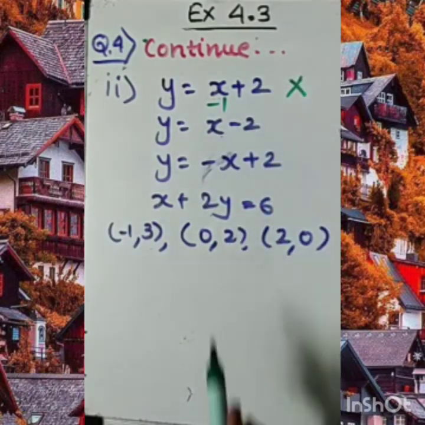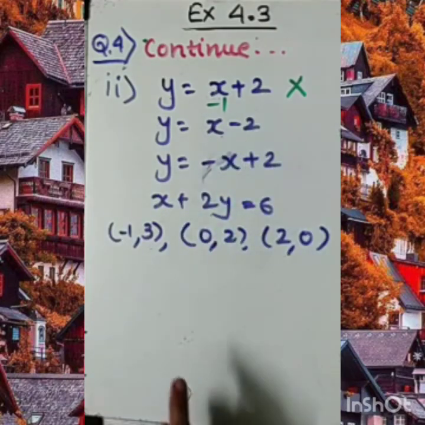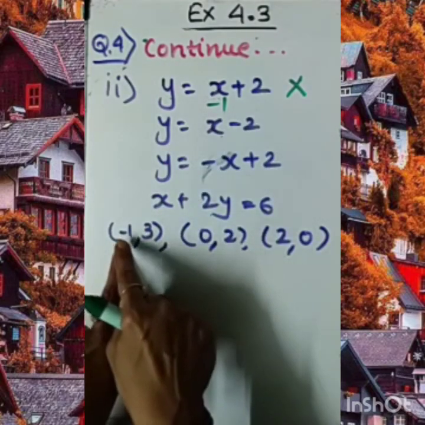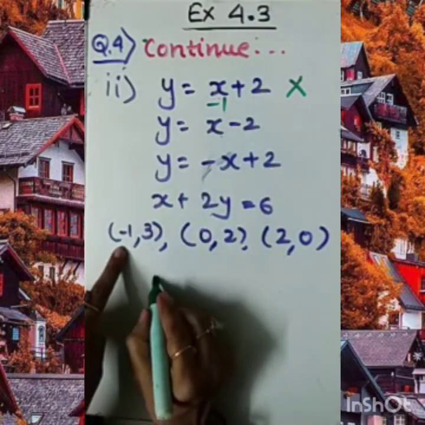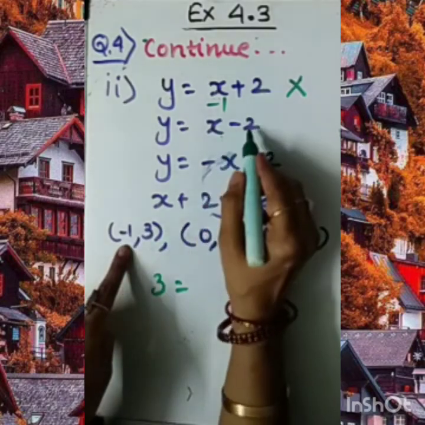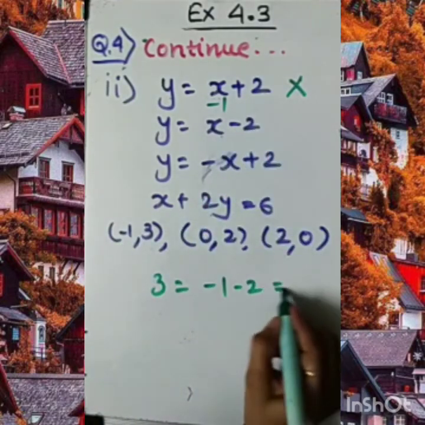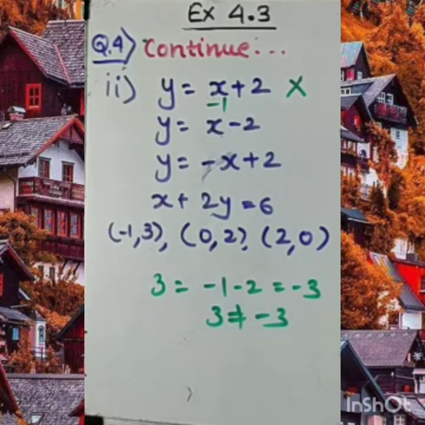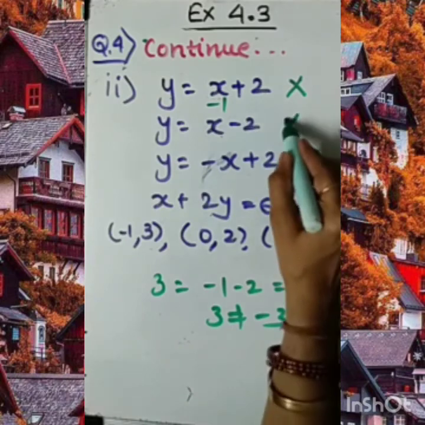We'll go with x minus 2 now. So let's try one of these. If I have y equal to 3, I am choosing. So here it will be 3. Got it? And this side, minus 1 minus 2, it is minus 3. So again 3 is not equal to minus 3. Not possible. So let's go with the next. This is also not possible.